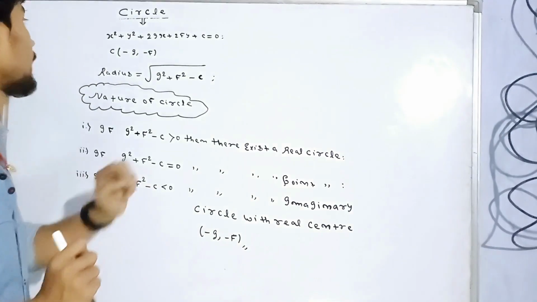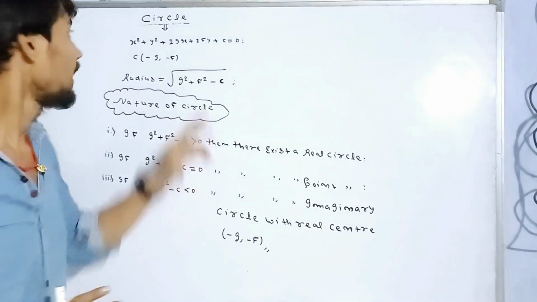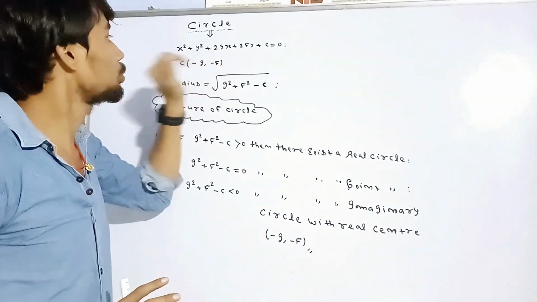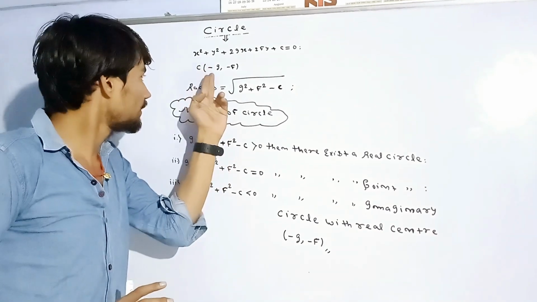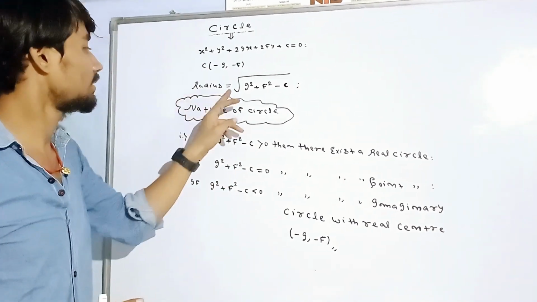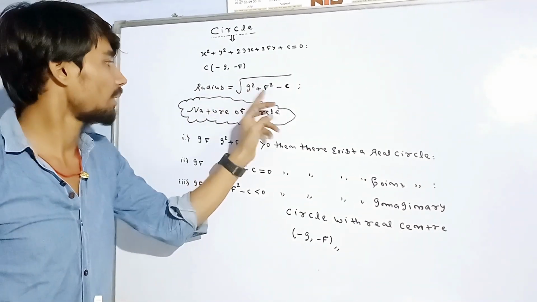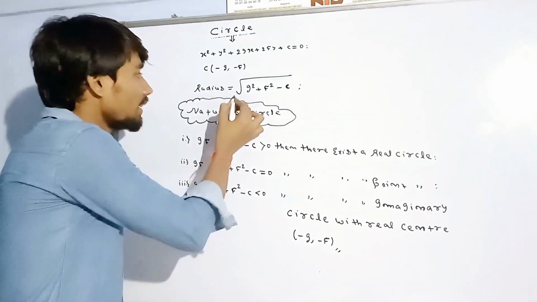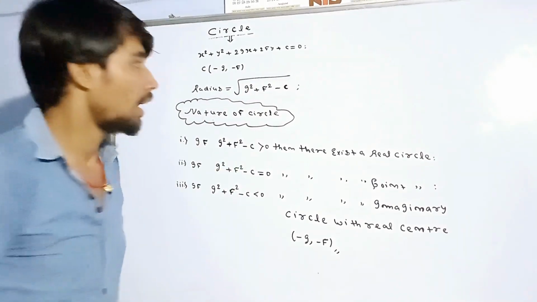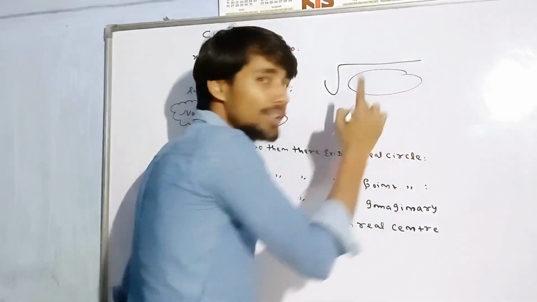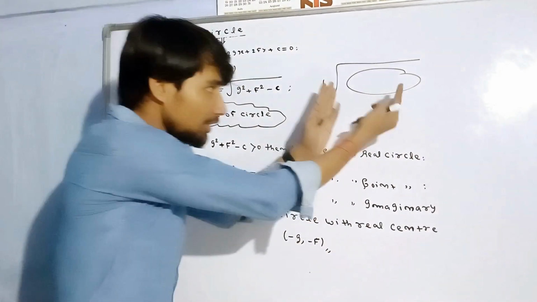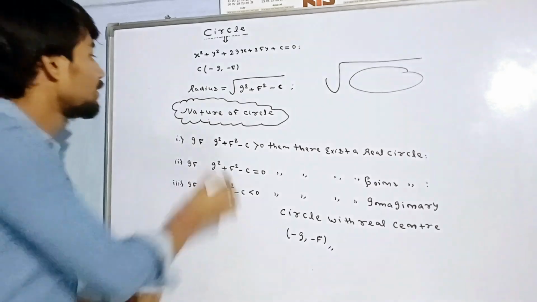Now, we know that the general equation of a circle is x square plus y square plus 2gx plus 2fy plus c is equal to 0. Here the center is (-g, -f) and the radius is under root g square plus f square minus c. And we know that it is a positive square root, so the number under it is either 0 or positive. So for this concept, we classify the nature of the circle.